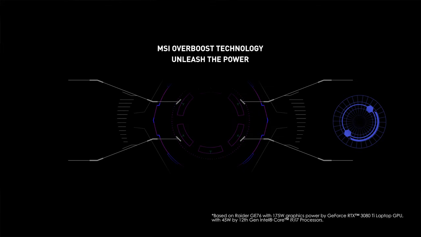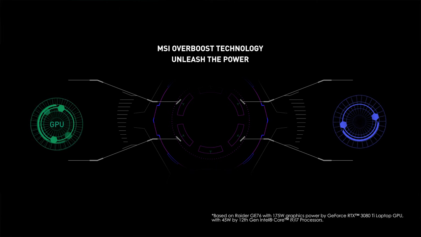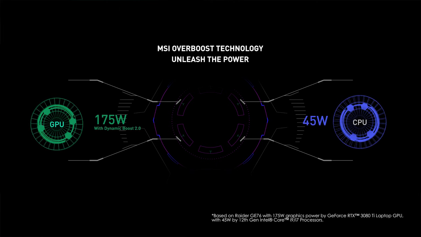Here comes the exclusive MSI OverBoost technology to reach the new level of system performance. Accelerating through the competition and stress tests, the Raider GE76 can deliver up to 175 watts plus 45 watts. That's an unprecedented 220 watts in total. For the GPU, our configuration gets the NVIDIA RTX 3080 Ti laptop chip running at up to 175 watts with Dynamic Boost 2.0 in supported applications.